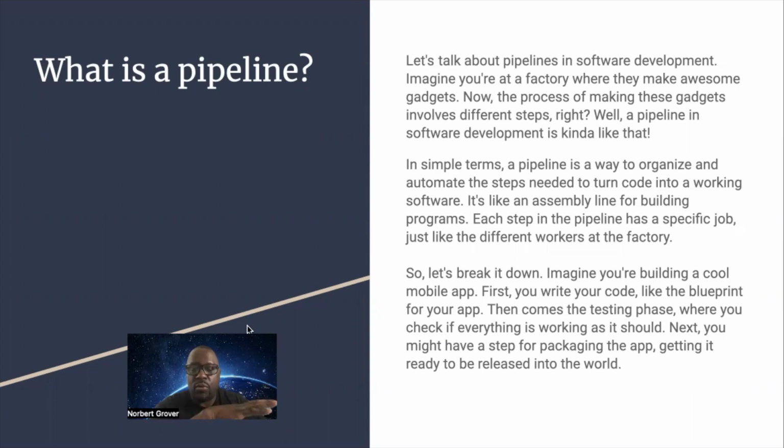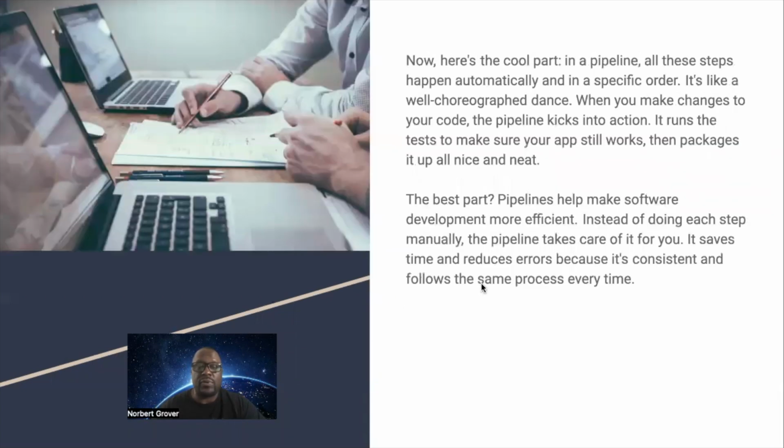Imagine you're building a cool mobile app. First, you write your code, like the blueprint for your app. Then comes the testing phase, where you check if everything is working as it should. Next, you might have a step for packaging the app, getting it ready to be released to the world. Now, here's the cool part. In a pipeline, all these steps happen automatically and in a specific order. It's like a well choreographed dance.